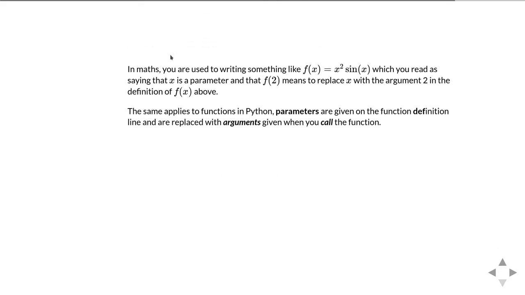There's an analogy you're familiar with from maths here. In maths, you'd be used to writing something like f of x is equal to, say, x squared plus sine x, some expression involving x. And you know that you can read this as saying that f of some value like 2 means to replace x with the argument 2 in the definition of the function and then work out what it's going to give you. This is basically the same thing with Python. You specify parameters on the def line, and then when you call it, you give it values that match up to those parameters.